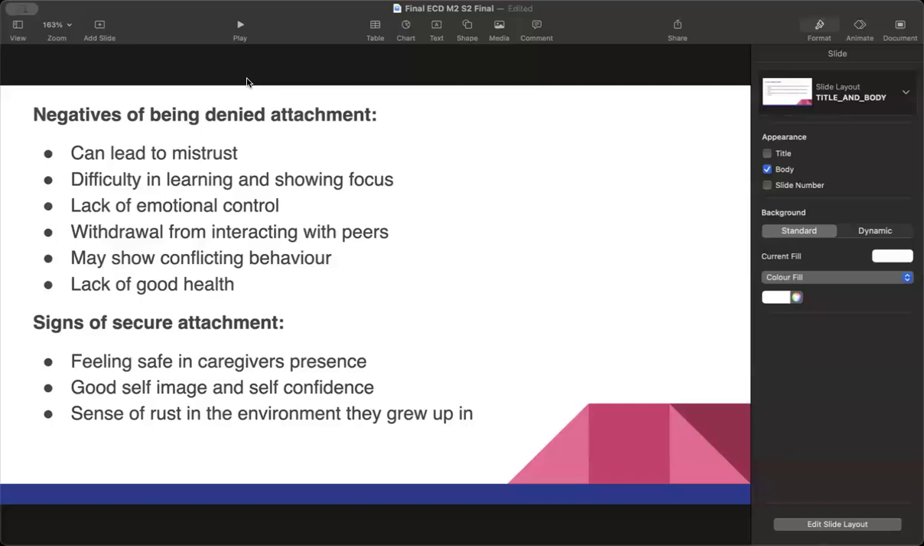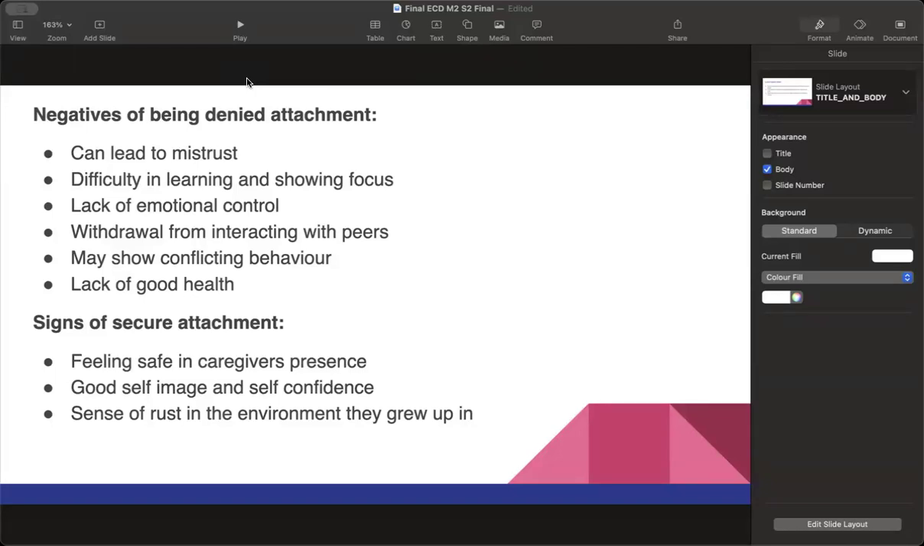All right, so that word is actually supposed to be trust. Pedro, note there on the last sentence, sense of trust in the environment they grow up in. Yeah, because sense of rust won't be good. All right.